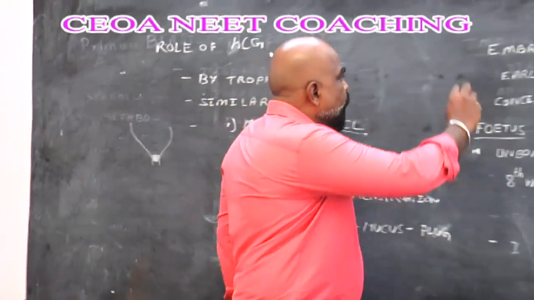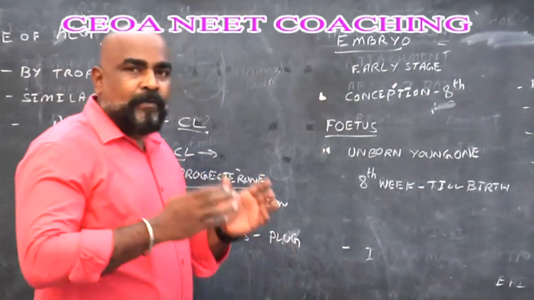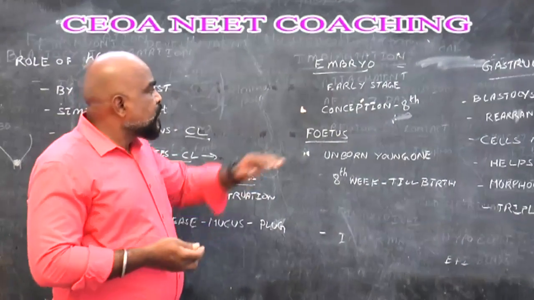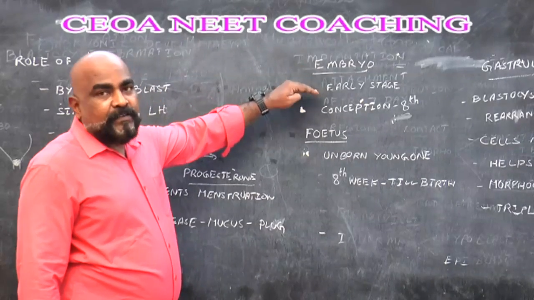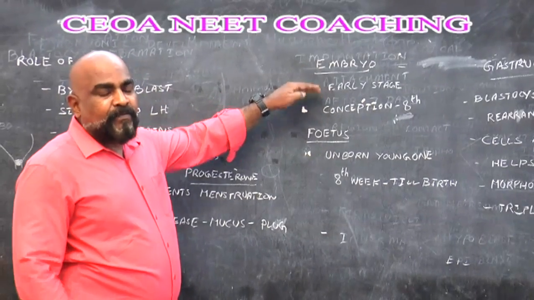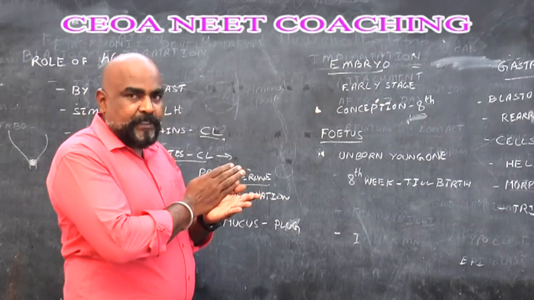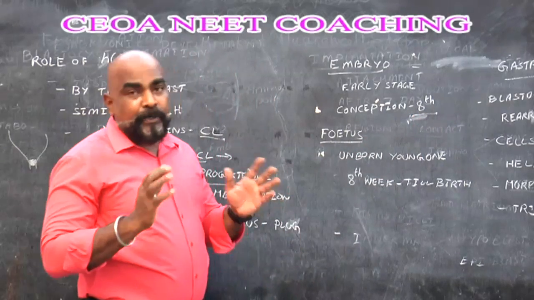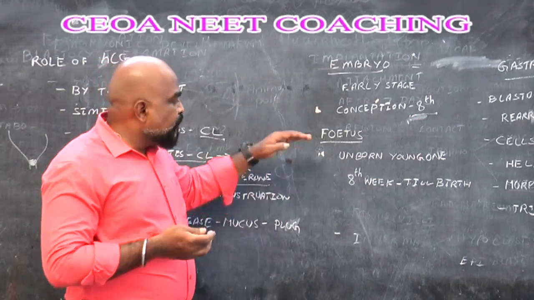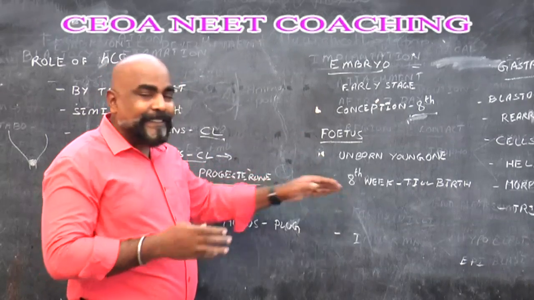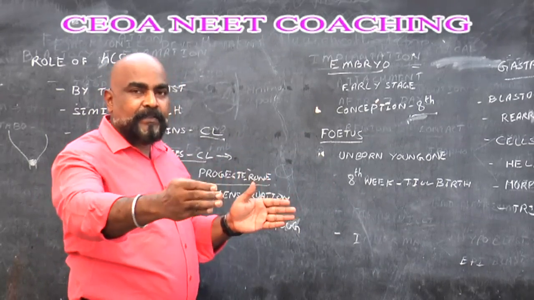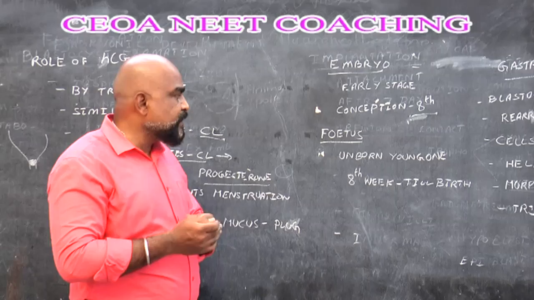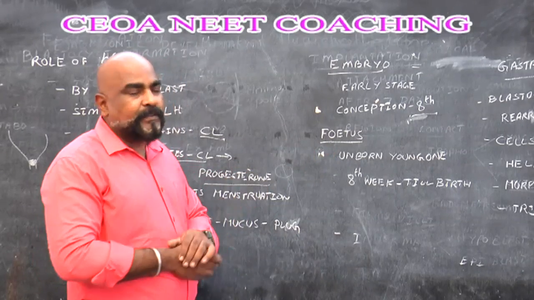And now let us see the difference between embryo and fetus, because many of us have a confusion. Embryo means the early stage of development. In humans, from the time of conception till the 8th week, we call it an embryo. And fetus means after the 8th week, till the birth of the young one. So fetus means an unborn young one.